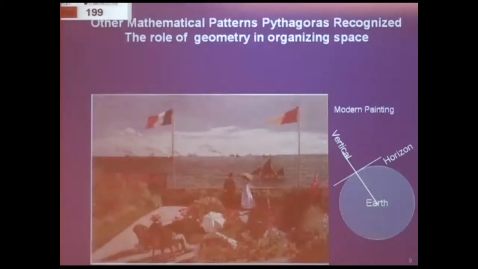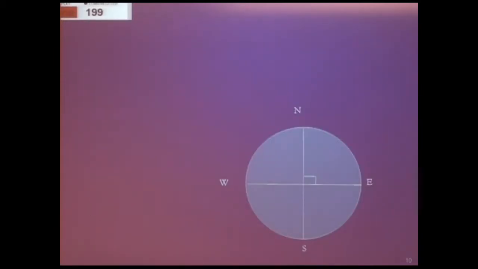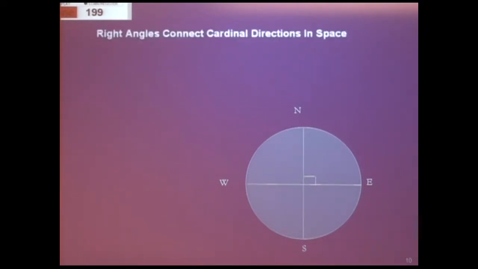So the angle between the vertical and the horizon, where vertical is defined by the direction of free fall, that angle, which Pythagoras recognized, is a right angle. Since Pythagoras was very fascinated by right angles, that was his famous theorem, he recognized this right angle between these two directions is important to organize space. He recognized another aspect about space that we use to organize, and that is that our familiar directions of north, east, west, south are related by the right angle over here.